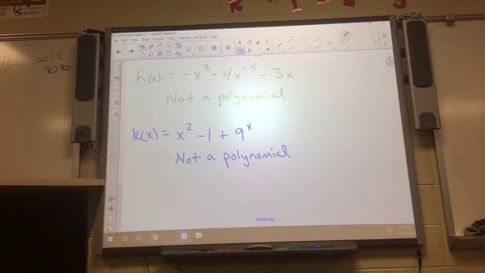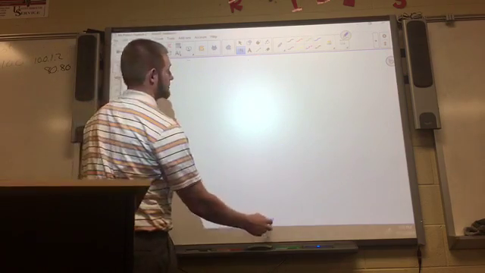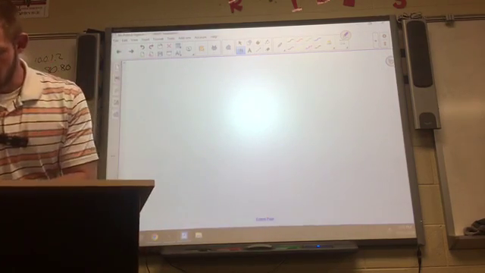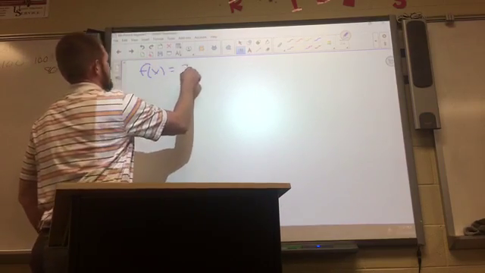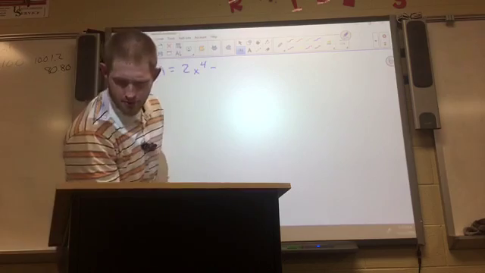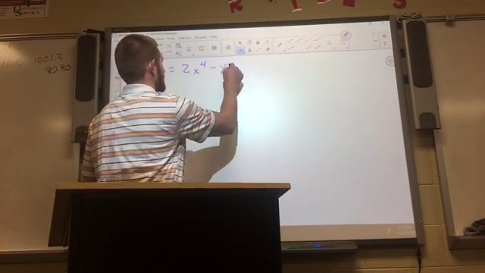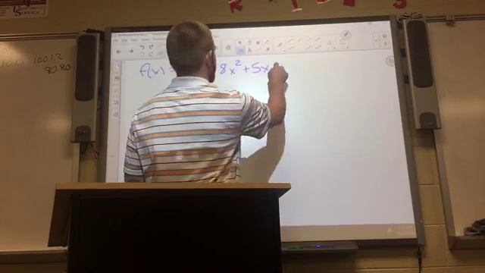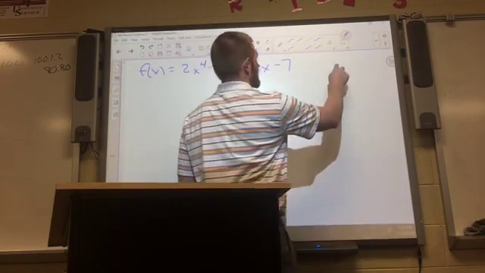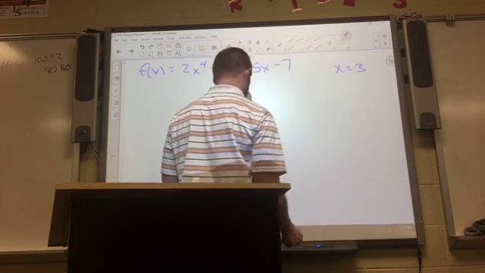Taking a look at example 2, I'm just going to talk about this one really briefly, and then we're going to move on. They give me f of x is 2x to the 4th minus 8x squared plus 5x minus 7. They want me to evaluate it when x equals 3.